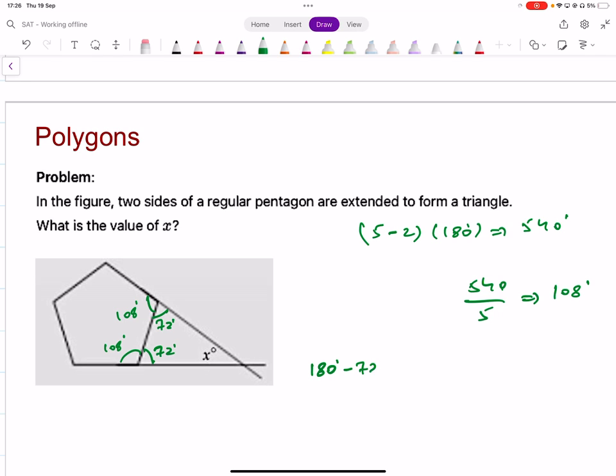180 minus 72 minus 72, that's going to be the value of x. Okay, because the sum of angles in a triangle is 180. 180 minus 72 and 72, what do you get from that? 36. That's the value of x.